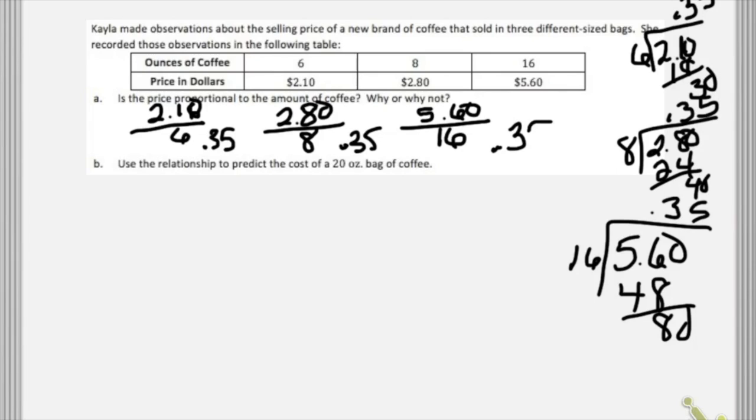So are they proportional? Yes. So for part A, yes, the constant is 35 cents.